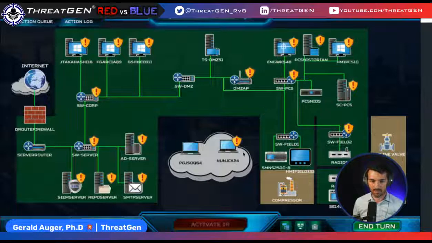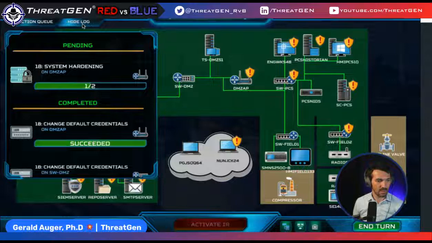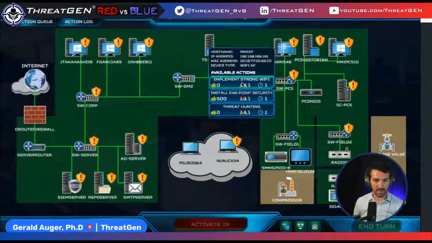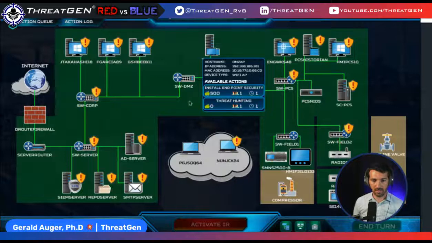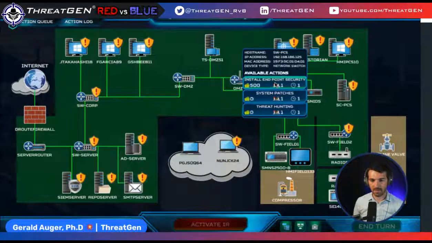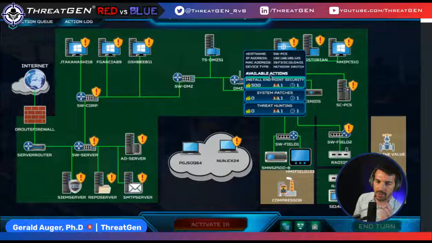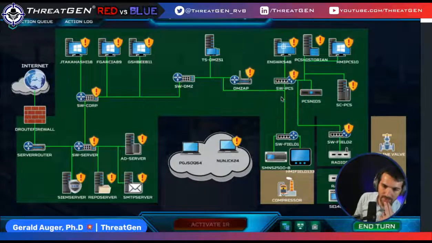Okay. So what do we got currently working here? System hardening on the DMZ AP. That's good. Let's implement strong Wi-Fi. This is a router, right? Or switch. Let's patch it.